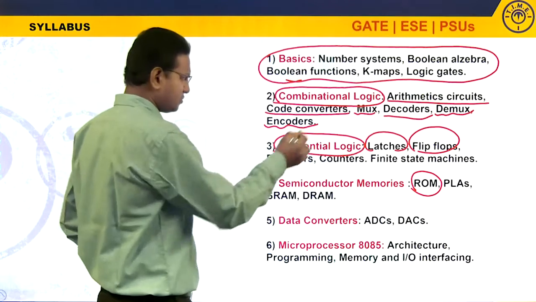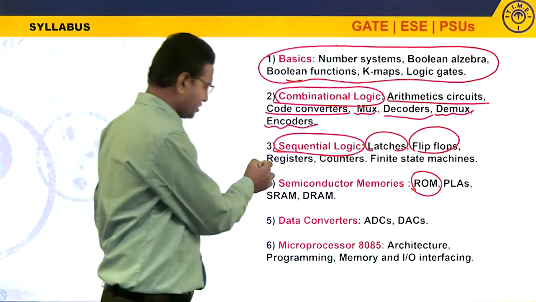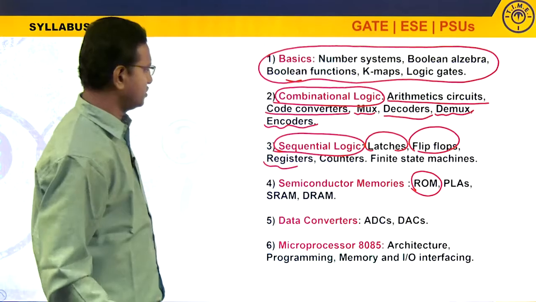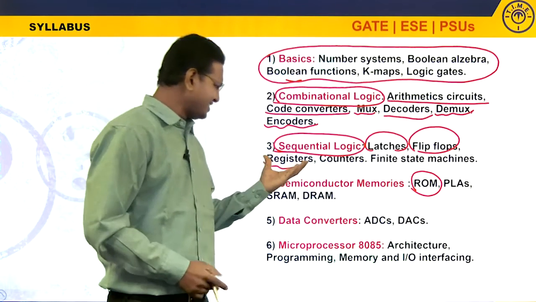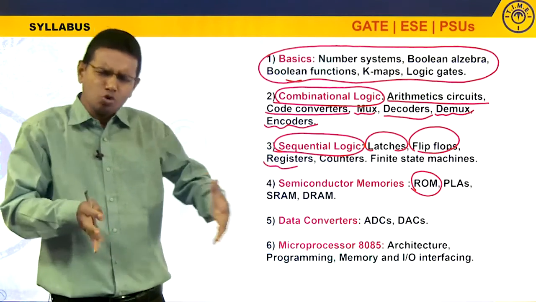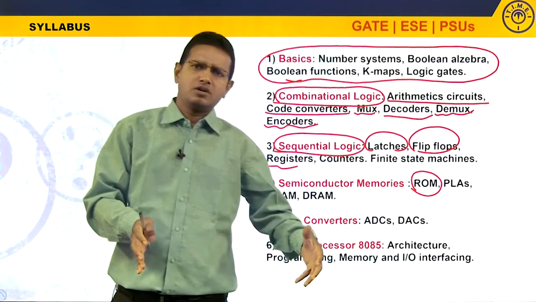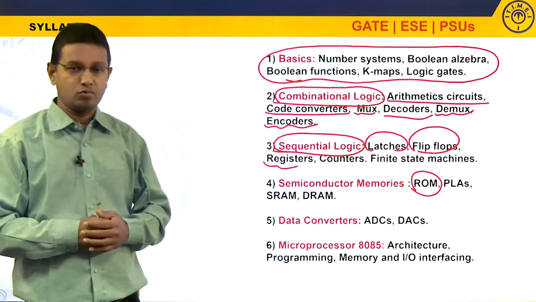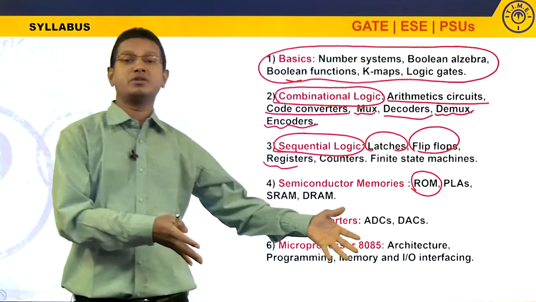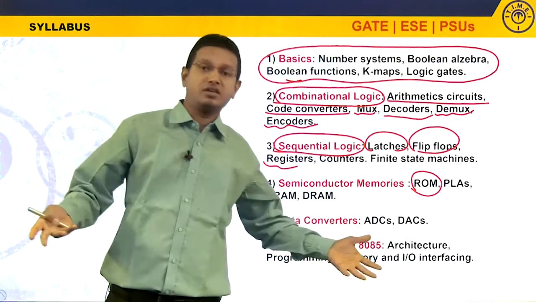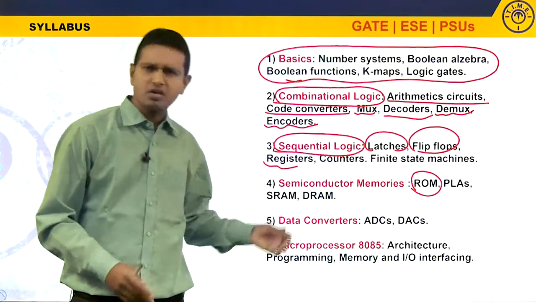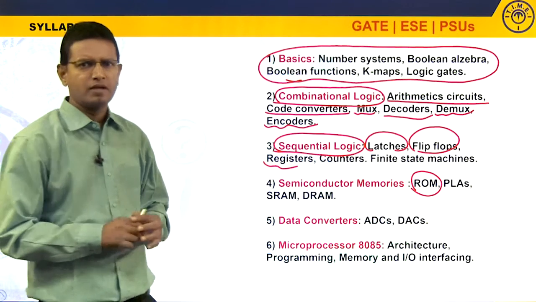Now the next part is registers. Registers are nothing but a group of flip-flops which are used to store binary information. What binary information? It can be numbers, or it can be anything else. Mostly the main purpose of registers is storing numbers.